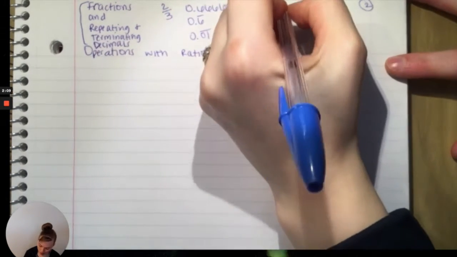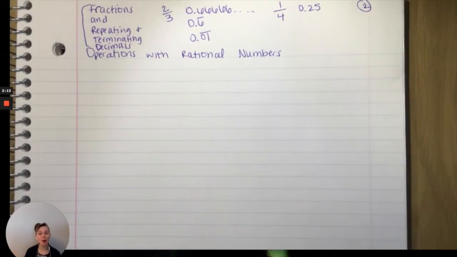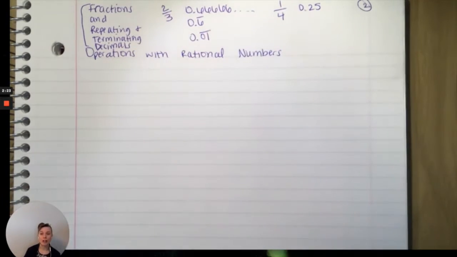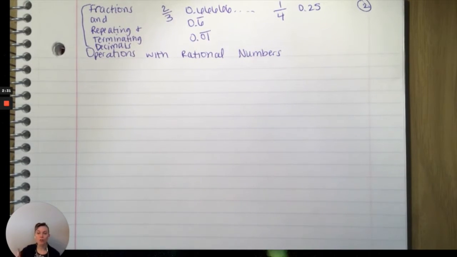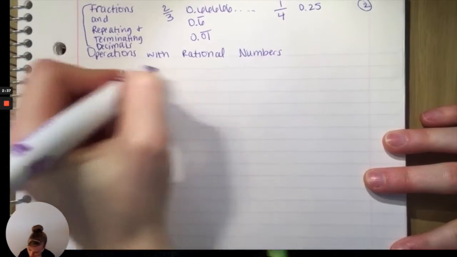Another one would be 1/4. This is terminating. It stops at 0.25, 25 hundredths. There's nothing beyond the 5 except for zeros, so this would be a terminating decimal. All of these are rational numbers. We're going to focus on the fractions aspect today, but I just wanted to note what other numbers could be considered rational.